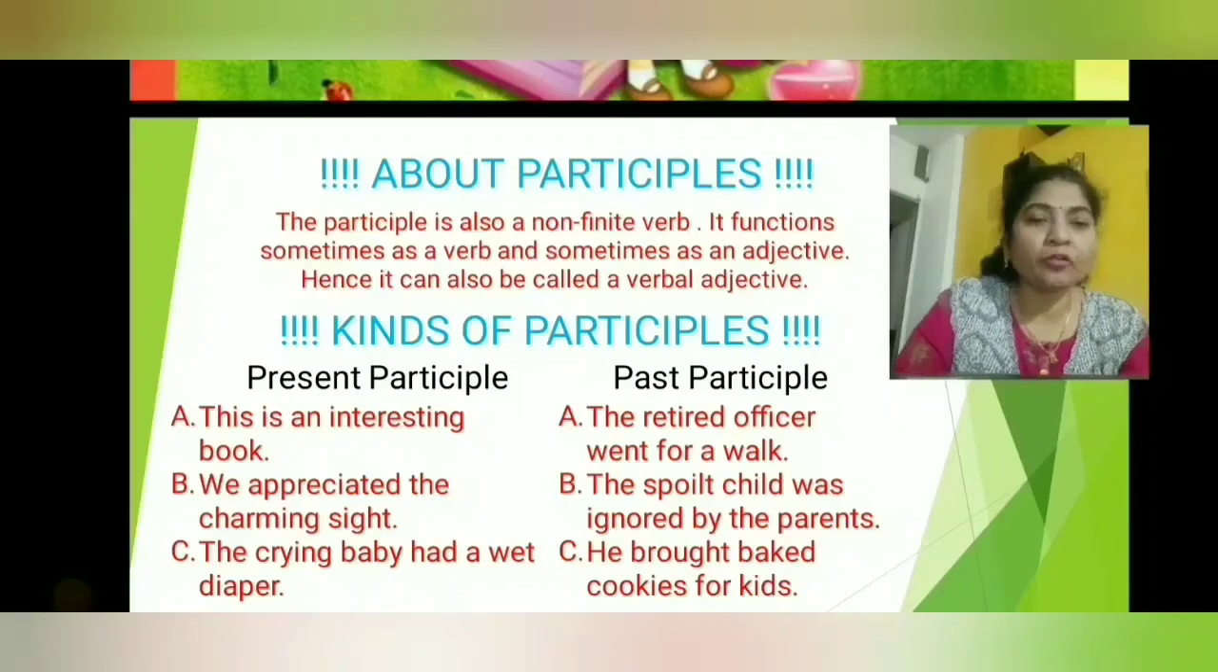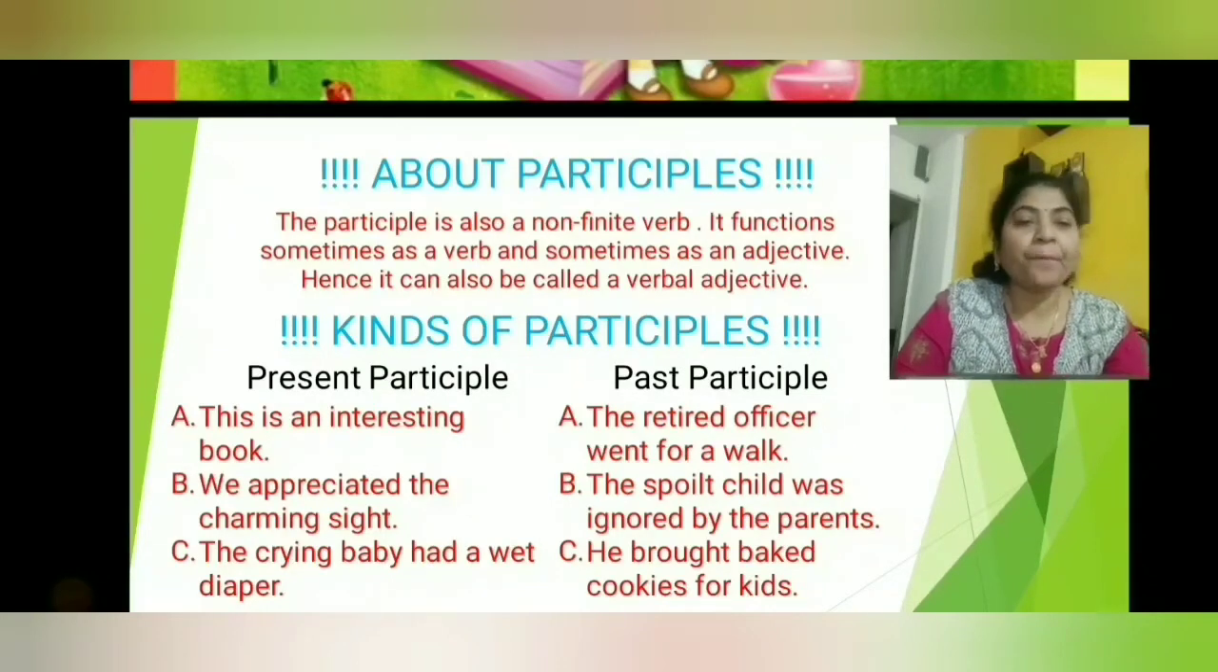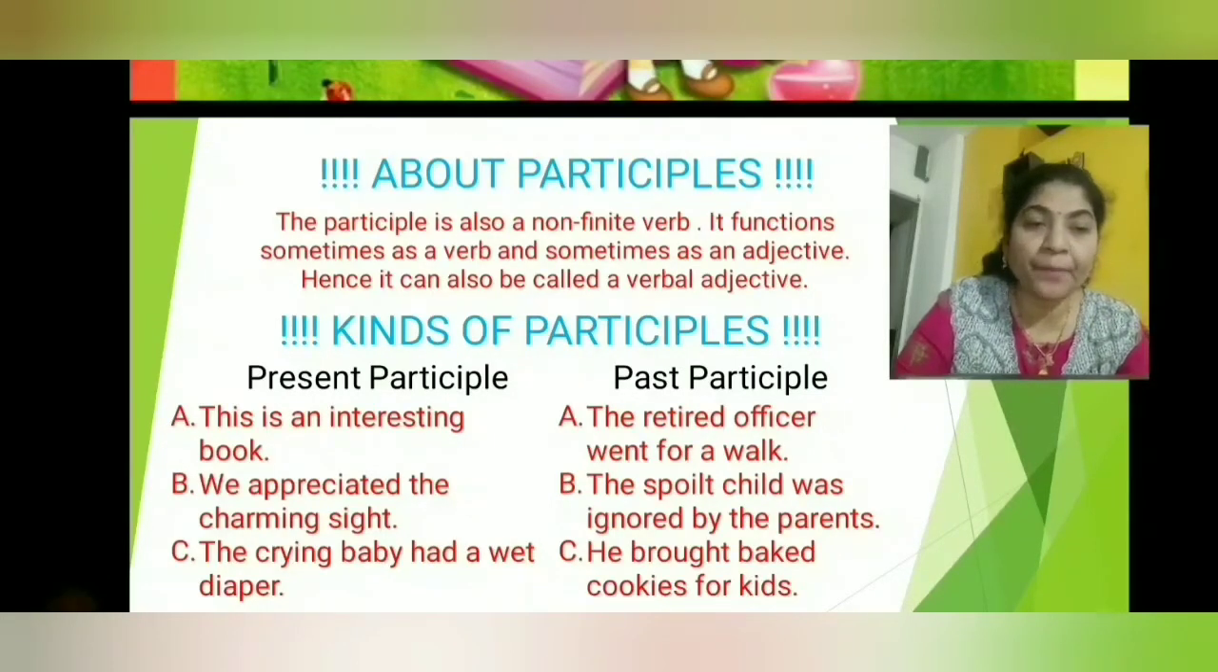He baked cookies for kids. Baked cookies. How are the cookies? Baked. This word qualifies the cookies, and that's why this baked is a verbal adjective. So what did I say? That present participle and past participle both play the role of a verb as well as an adjective. So in all these examples, whether it is present participle or past participle, both are playing the role of verbal adjective.